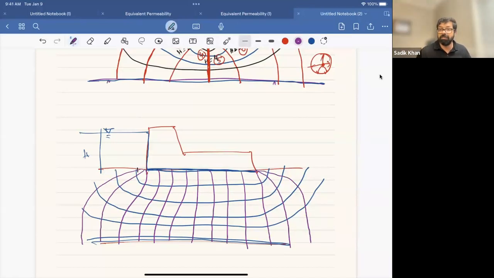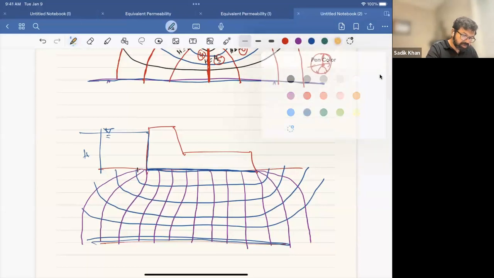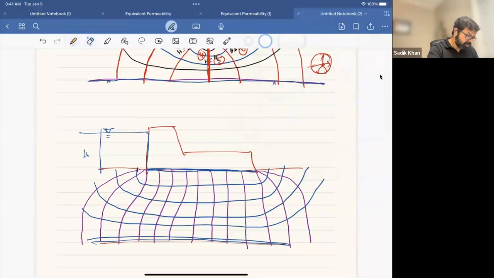Like this. So how many flow lines do we have here? 5 flow lines. So let's say I add another flow line here. Let's add another flow line. Is this okay? So I have 5 and F.